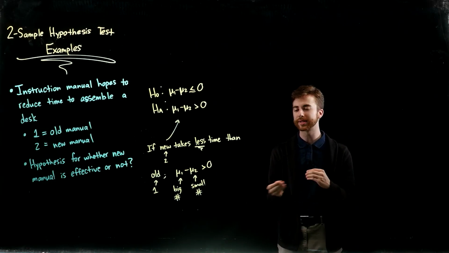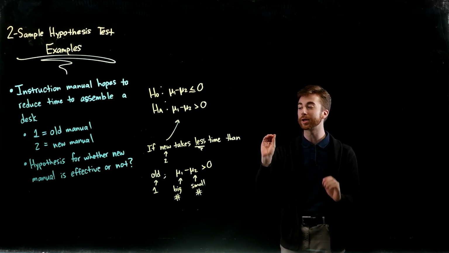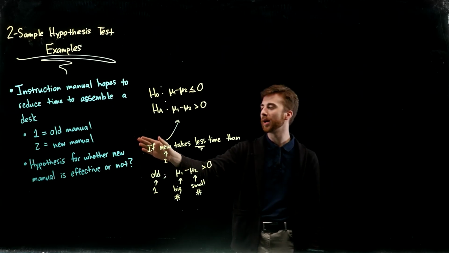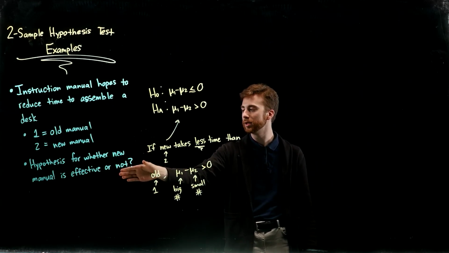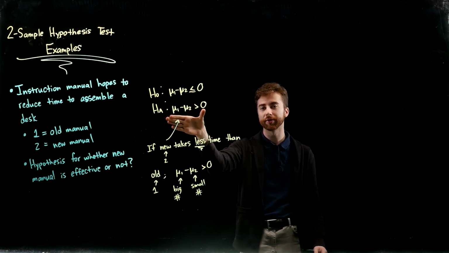Remember, whenever we're setting up a hypothesis, there are two ways we can go about it. One is that we can match what we're wondering about with the alternative hypothesis, meaning that this sentence right here, is the new manual effective? That is the mentality that we're going to put in for the alternative hypothesis.